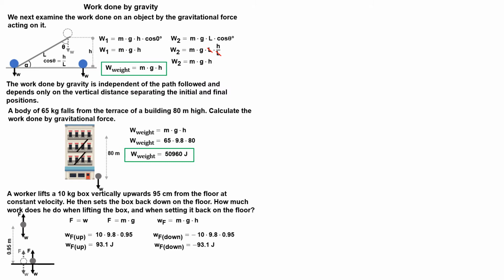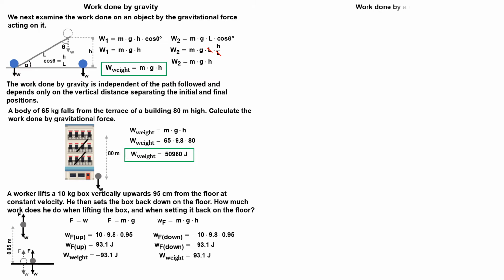Anytime we lift an object, we do work against gravity. When the body is lifted in the upward direction, the weight is acting in the downward direction, but the displacement of the body is in the upward direction. Since the angle between the weight and displacement is 180 degrees, the work done by the weight on the body is negative. When the body is falling down, the weight is acting in the downward direction. The displacement is also in the downward direction. Thus, the work done by the weight on the body is positive.